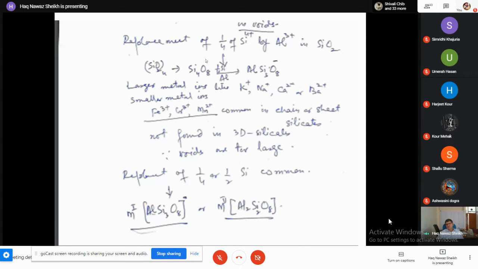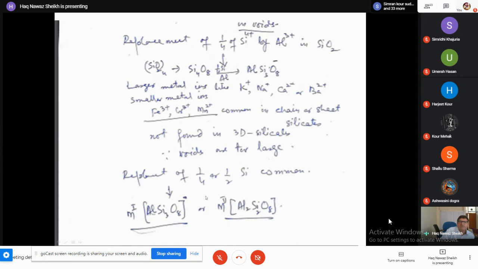Sodium is also too small. Potassium is quite common because of its size. And calcium and barium occupy those ones. So these small metal ions are not found in 3D silicates because voids are too large. So replacement of 1/4 or 1/2 of the silicon is common in the 3D networks.